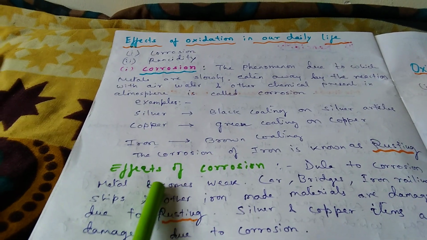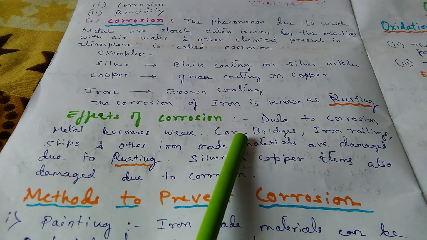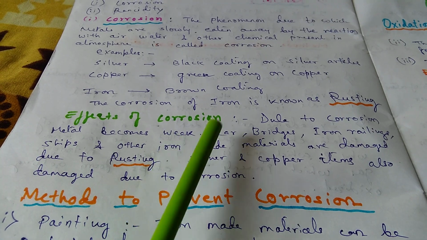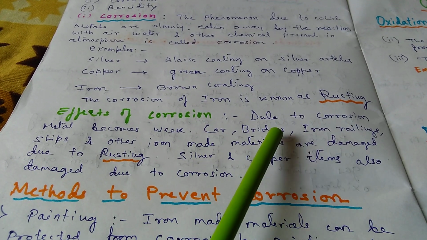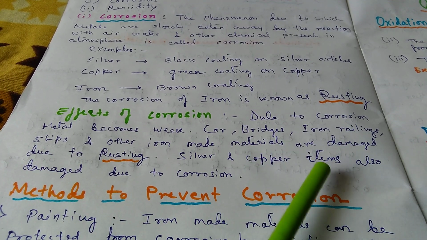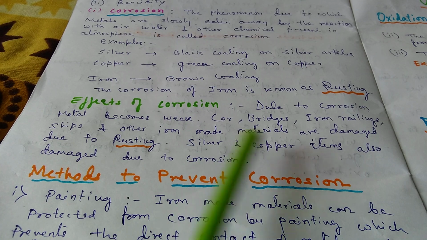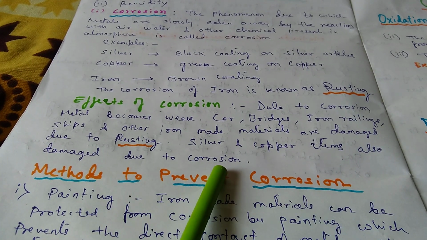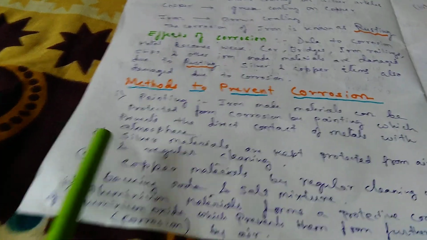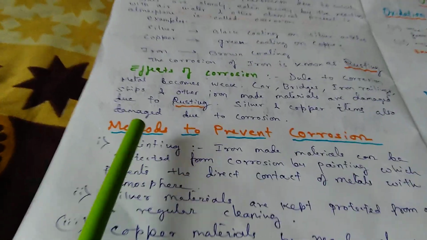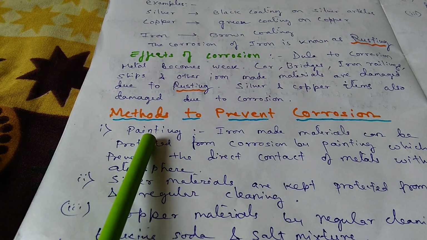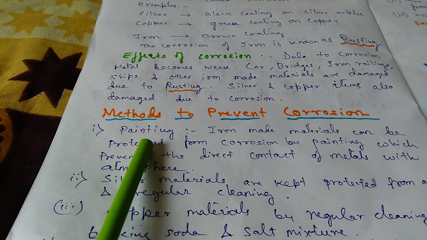So what are the effects of corrosion in our daily life? Due to corrosion, metals become weak. For example, cars, bridges, iron railings, ships and other iron-made materials are damaged due to rusting. Silver and copper items are also damaged due to corrosion. So what to do to prevent this corrosion? Because this corrosion damages our useful items.